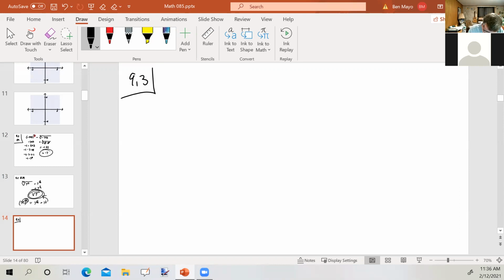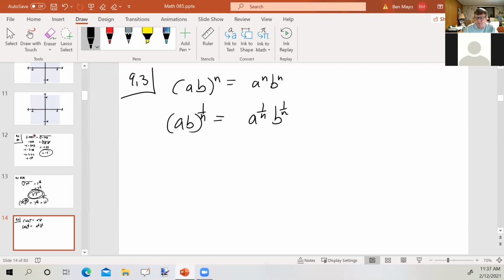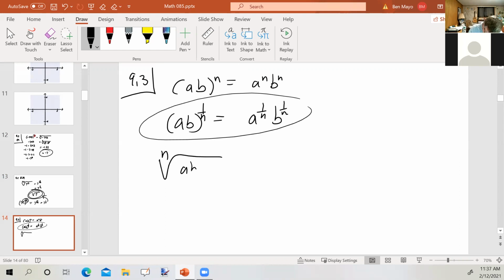All right, so yesterday we looked at the idea that a product raised to a power, you would apply the power to each factor inside the product, okay? What if I had a product raised to the power 1 over n? Then that would be a to the 1 over n times b to the 1 over n. But what if we took this and rewrote that in radical notation? That would be the nth root of ab equals the nth root of a times the nth root of b. That's a really sad looking radical sign, even for me.